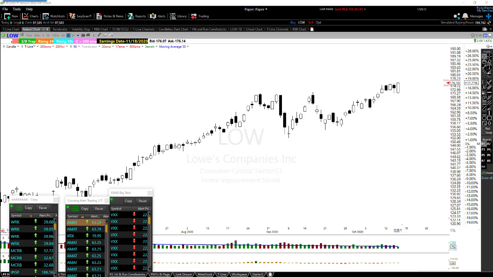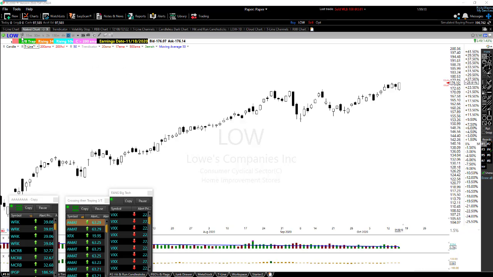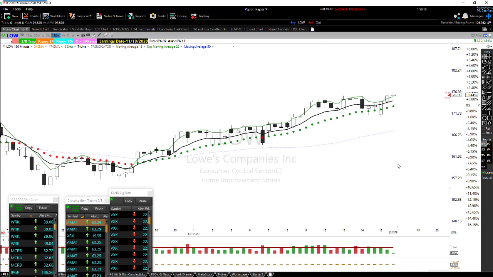Okay, so let's look at the 3/8 trap. The 3/8 trap is, let's get rid of a couple things here.